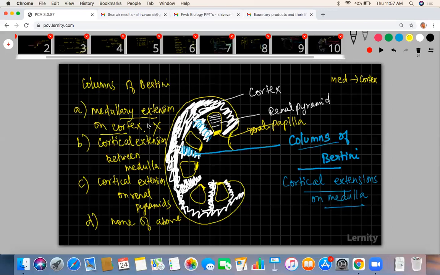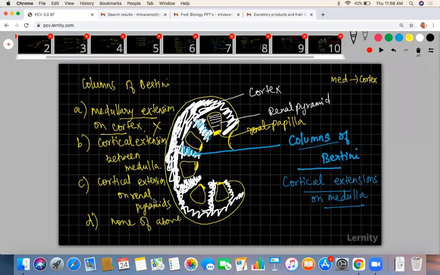So then second answer is what? Cortical extension between medulla, and here also cortical extension on renal pyramids. Which is correct? B or C? B is correct. Why C is wrong? Both are wrong. Who is saying both are wrong? The cortex is extending between medulla. Correct na?